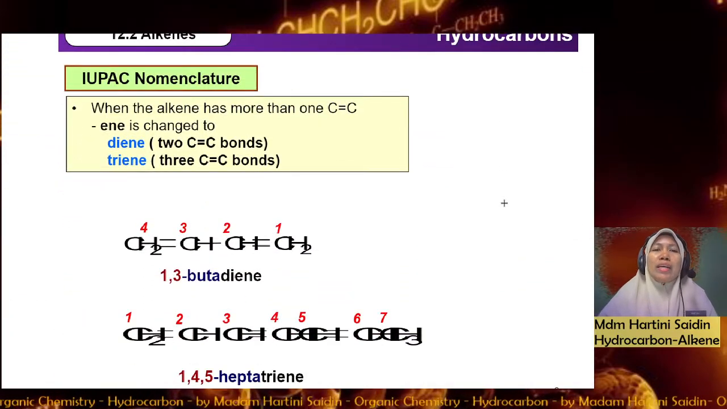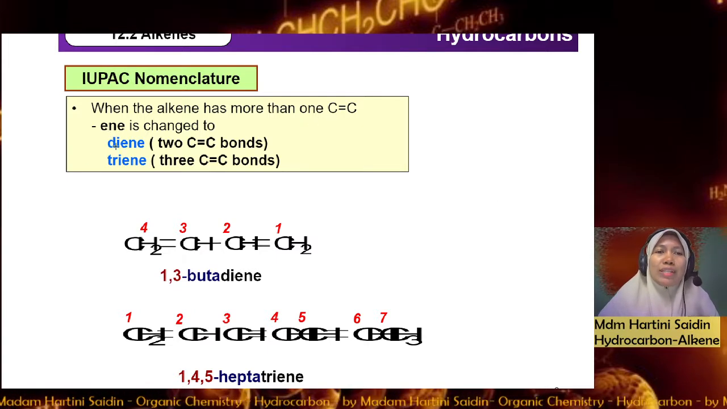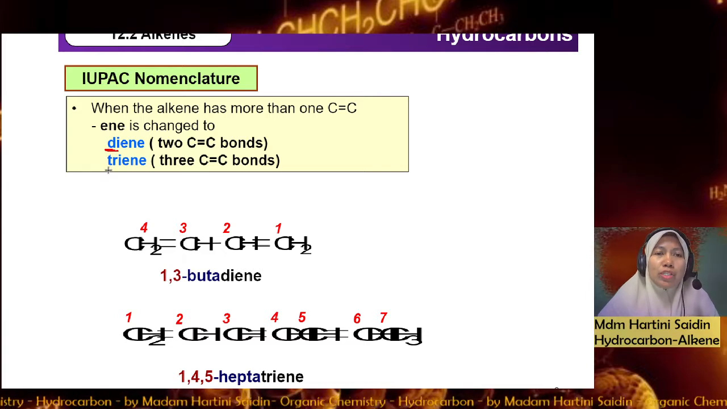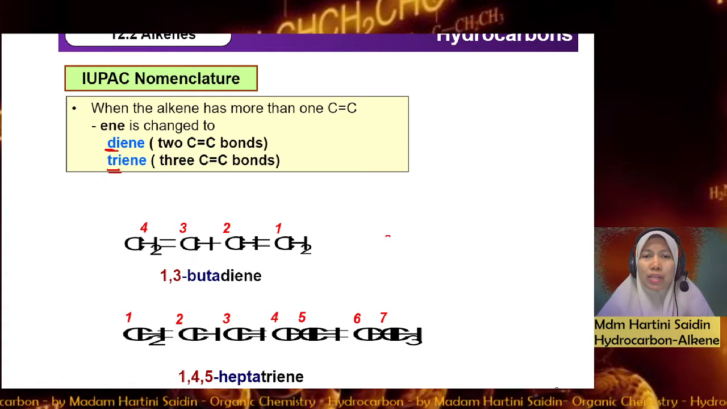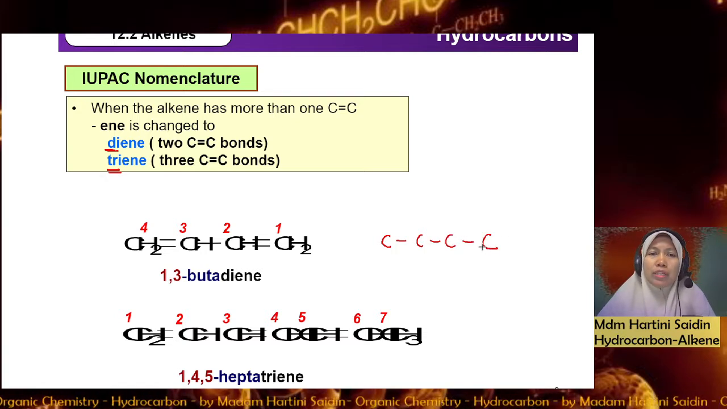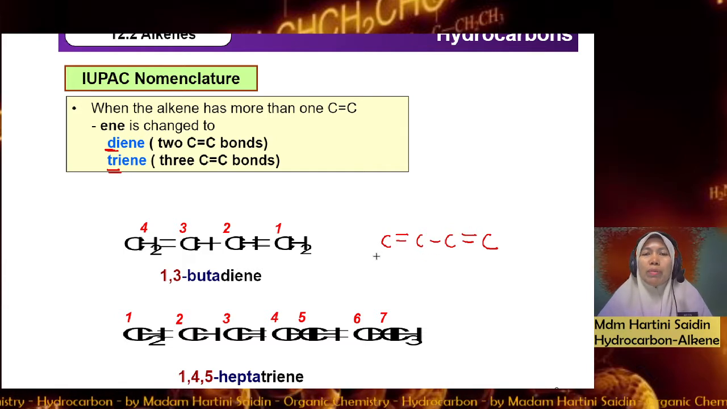Okay, when the alkene has more than one carbon-carbon double bond, ene is changed to diene. If there are 3 carbons, we change to triene. Okay, example. Okay, tulisan ni dia macam bertindih, so kita lukis lain lah. So, 1, 2, 3, 4, butene. Okay, but ada 4 carbon. And then the position of carbon double bond is here and here. That means there are 2 carbon-carbon double bond.